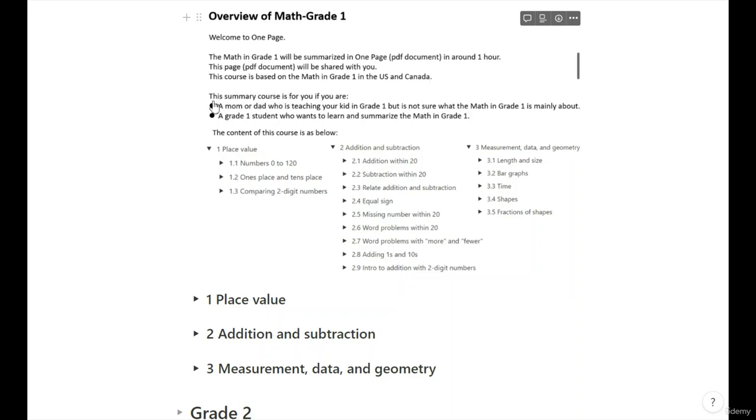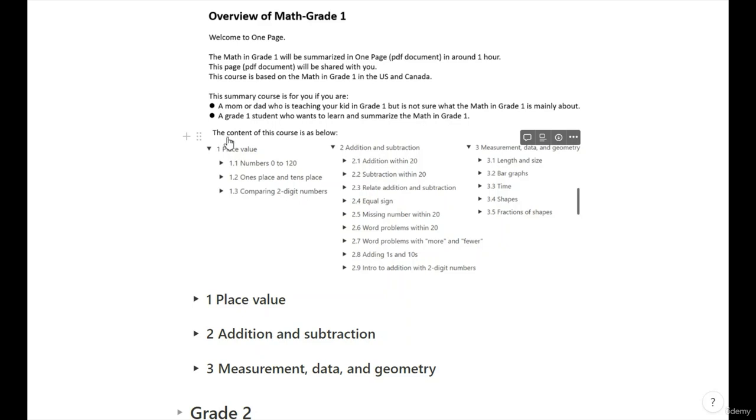This summary course is for you if you are a mom or dad who is teaching your kid in grade 1 but is not sure what the math in grade 1 is mainly about, or a grade 1 student who wants to learn and summarize the math in grade 1. Then you can learn it by yourself, as a student.